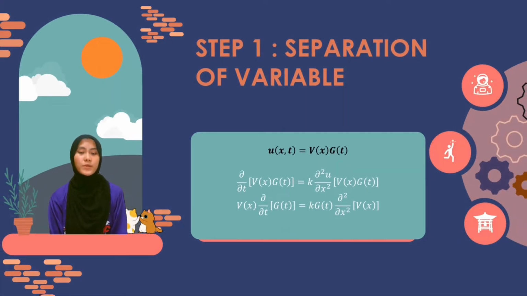For the first step, we must use the method of separation of variables. This method is used to separate the PDE into two ODEs for the variables x and t, with the general solution, which is, then substitute the u value into the heat equation.